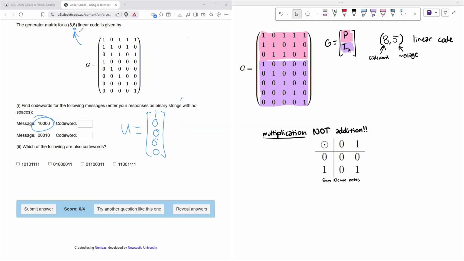And then the code word will be a vector of length n, or the number of rows in the matrix, which is also given here as 8. So here when I say that 8 is the code word, that's the length of the code word, and 5 is the length of the message.